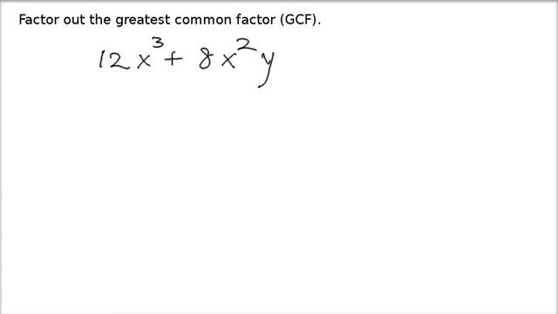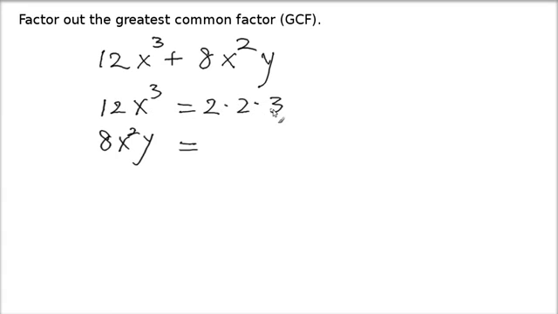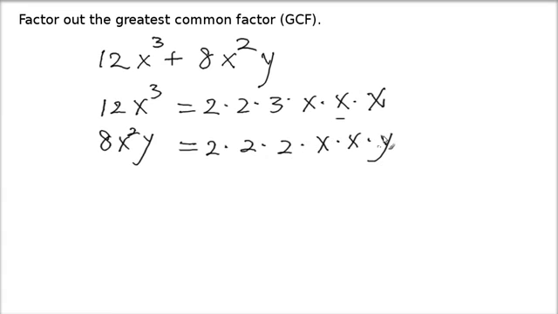I'm going to explain how to factor a polynomial using the greatest common factor. So here is an example. There are two terms in this polynomial, 12x cubed and 8x squared y. We can break up each term into several factors. 12 is 2 times 2 times 3, and x cubed is x times x times x, 3 x's. Now 8x squared y, this is 2 times 2 times 2 times x times y.